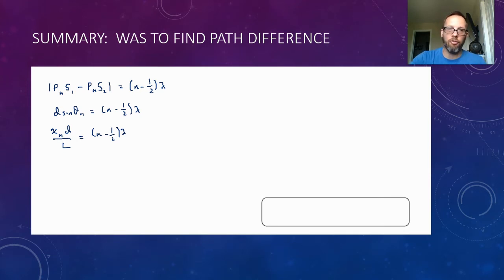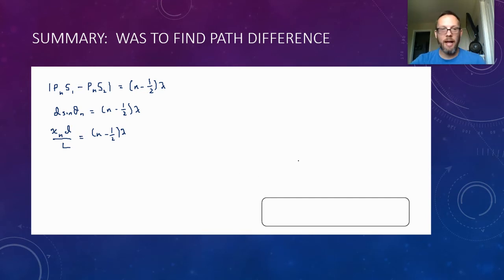You could actually just measure the path difference. You can get the path difference if you know the slit separation and the angle of your nodal lines. Or you could get the path difference if you knew the slit separation, the length of your nodal line, and the horizontal distance from the center.